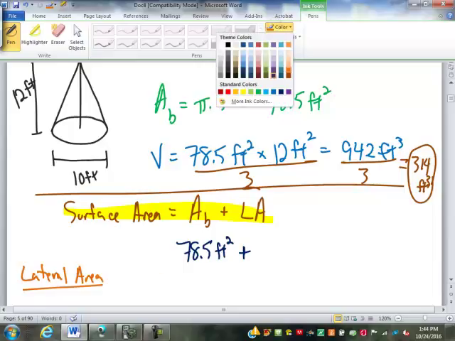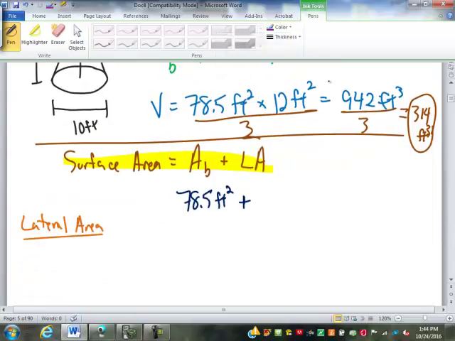My lateral area will still begin with the perimeter of the base. Since this is a circle, the perimeter of my base is a circumference, which will be pi times diameter, or pi times 10, 31.4 feet.